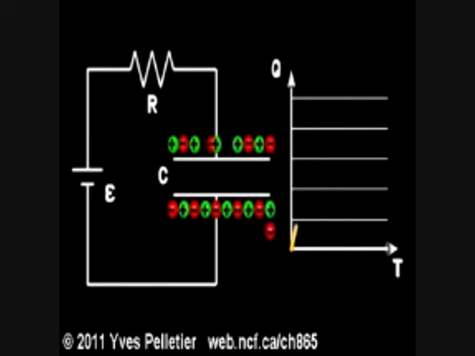Now, as you could observe, the first electrons dashed out from one side of the capacitor real fast and made their way around to the other plate.